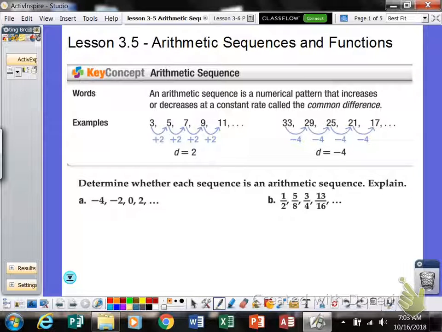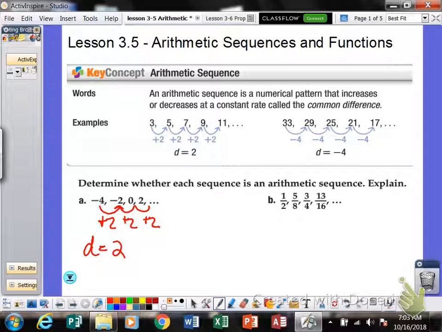If we're determining if A is arithmetic or not, we're going to look and see from -4 to -2, that's +2, and then +2, and then +2. So the common difference, d, equals 2. So this is arithmetic because it's increasing by the same constant, 2.